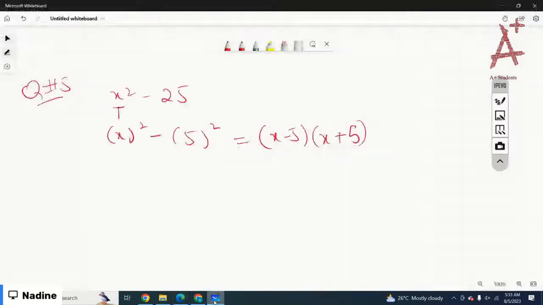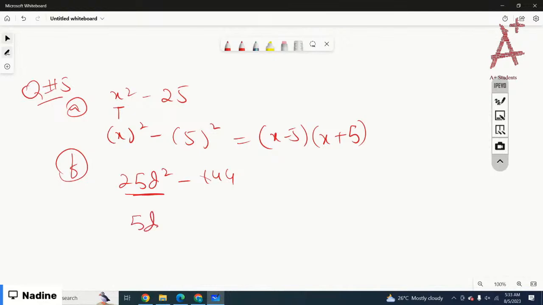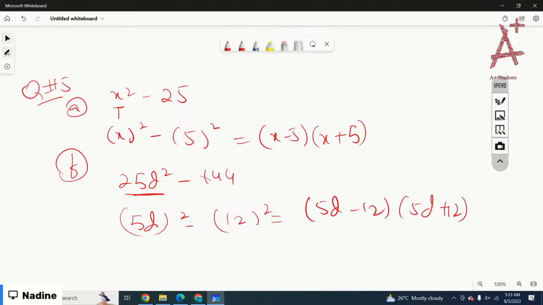25d square minus 144. Okay, this is the square of 5d and 12, right? So this is the difference of squares. You can write them as 5d minus 12 and 5d plus 12, right?